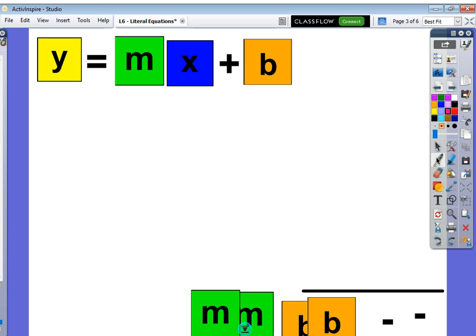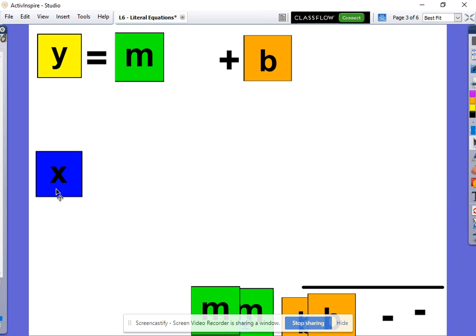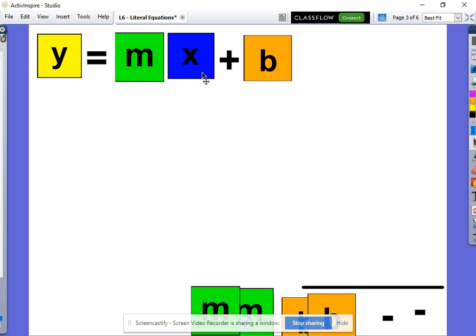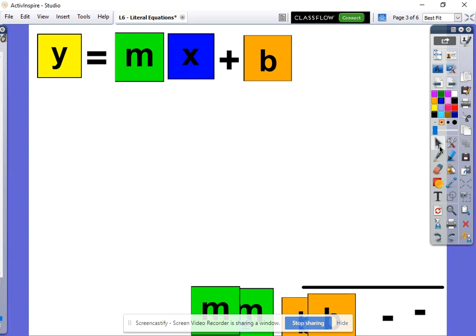So now you notice we're still using our post-it notes, but we're introducing some letters. And I'm going to try to accomplish the same thing we did just a moment ago. I'm going to try to get this blue X completely by itself, okay? But the only way to do that is to undo the steps that we see occurring. So I'm trying to help you create the parallels between what we just did and what we're about to do.